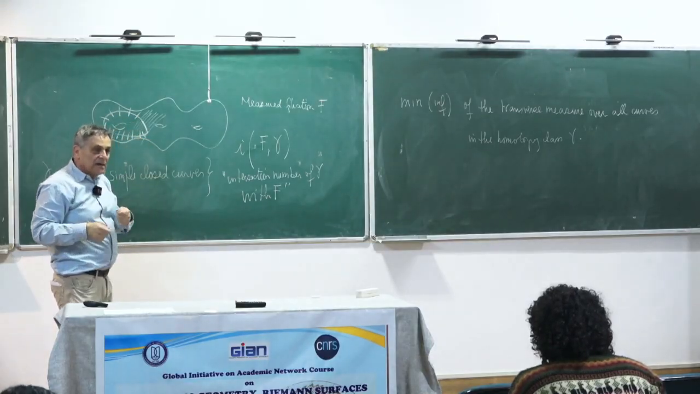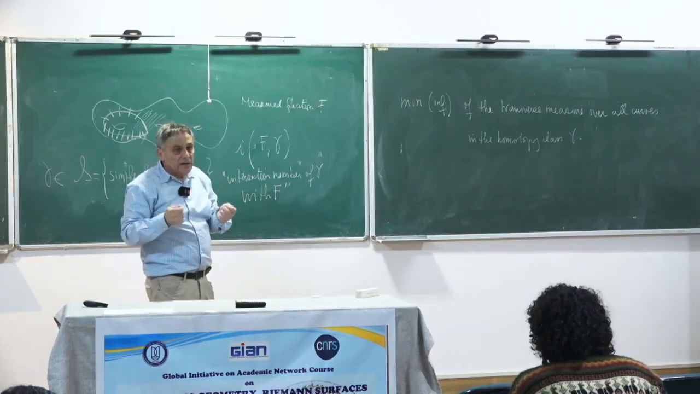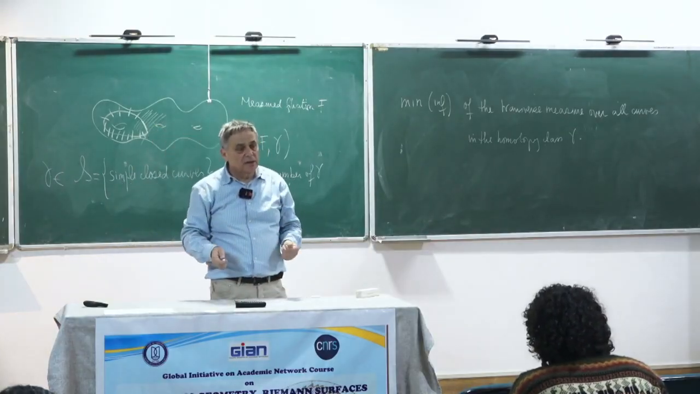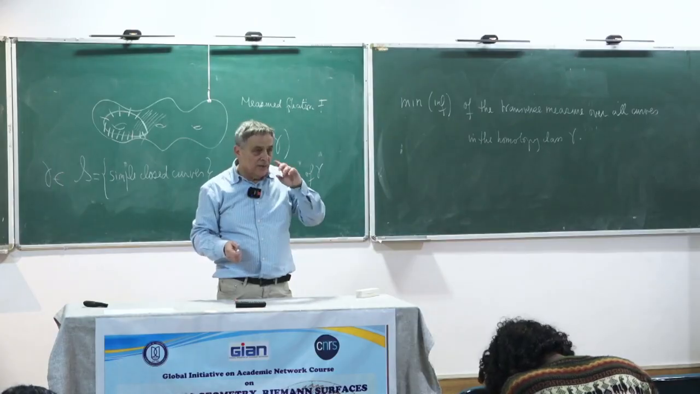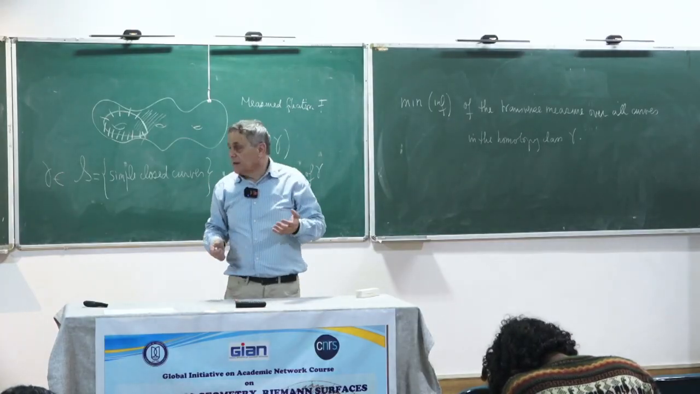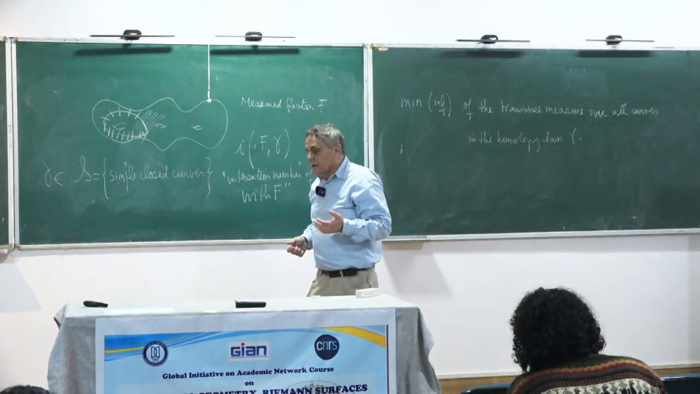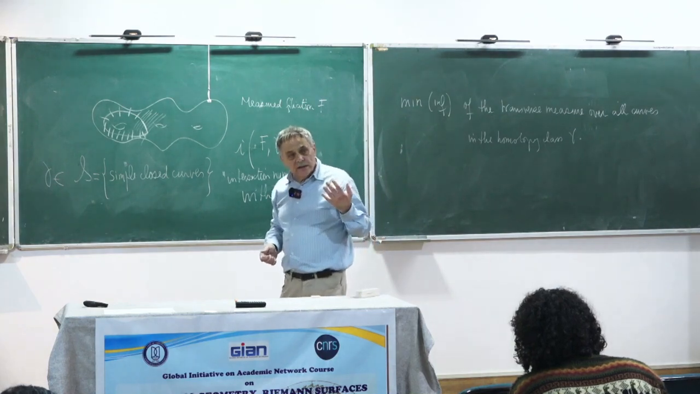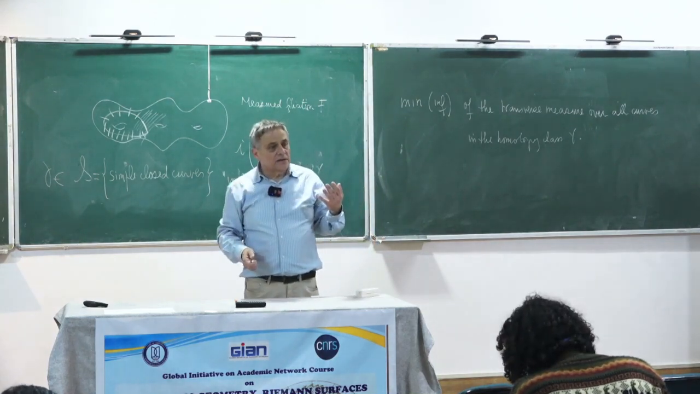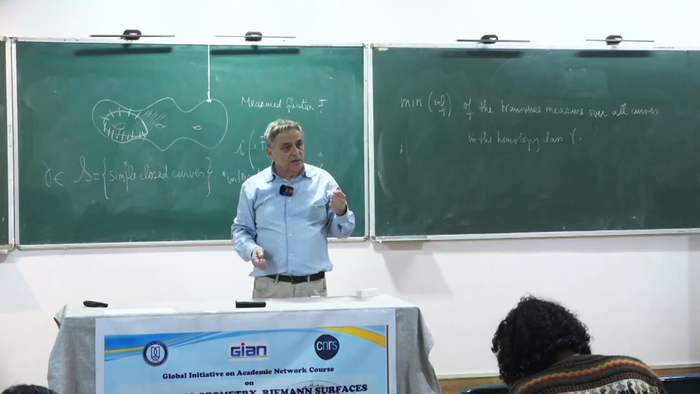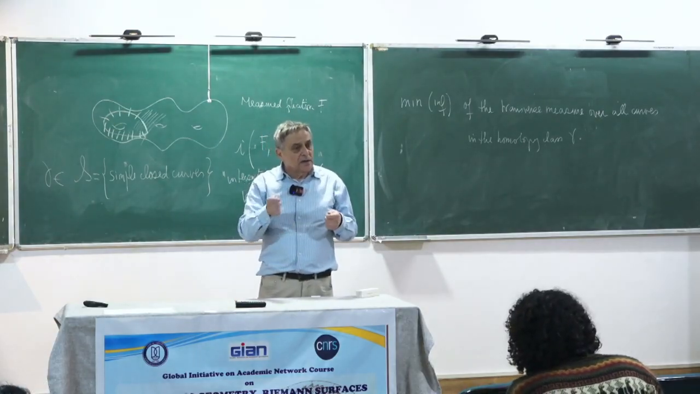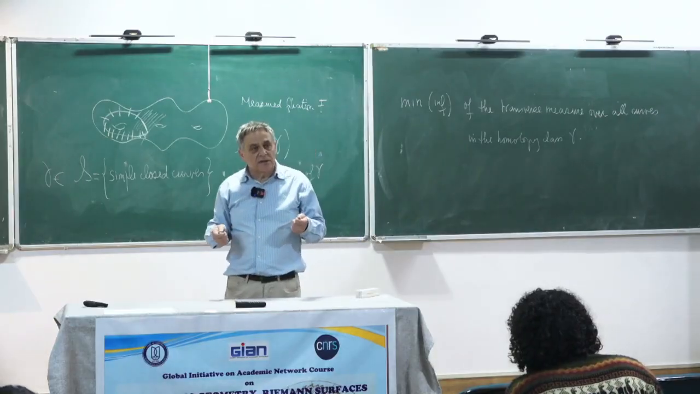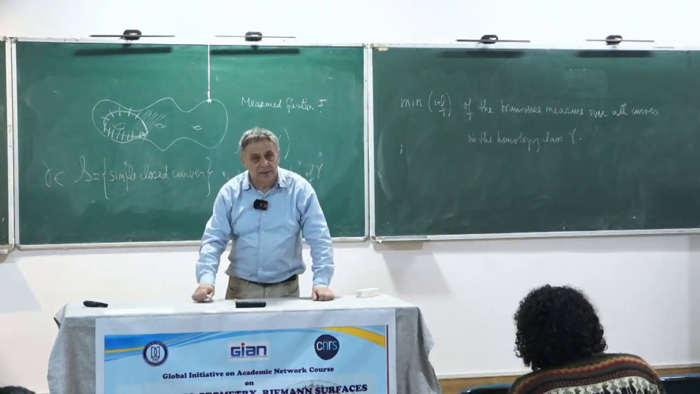Because gamma is a homotopy class, it's represented by curves which are not homotopic to a point. I take the infimum. Now you may tell me, okay, why is the infimum non-zero? In fact, it's like for simple closed curves on a hyperbolic surface. Why is the infimum of the length of a homotopy class non-zero?